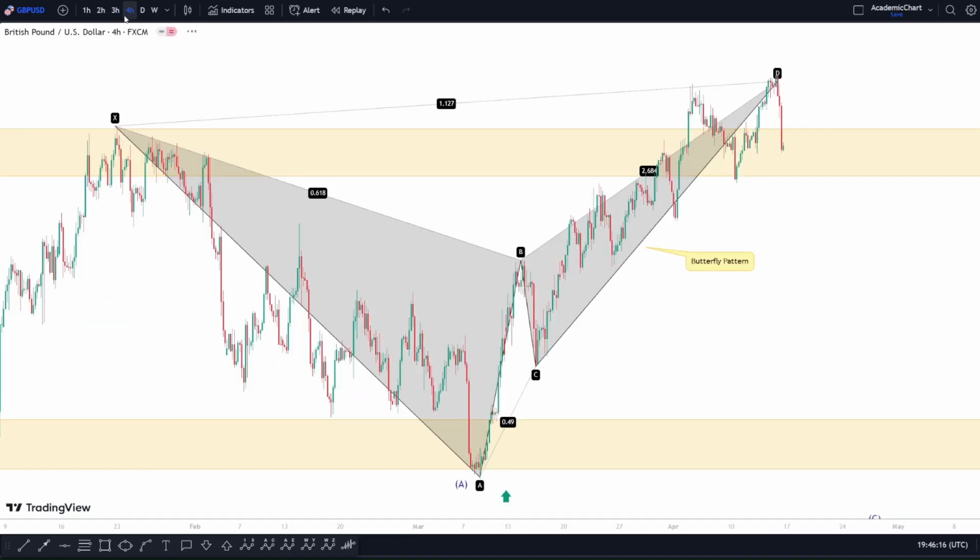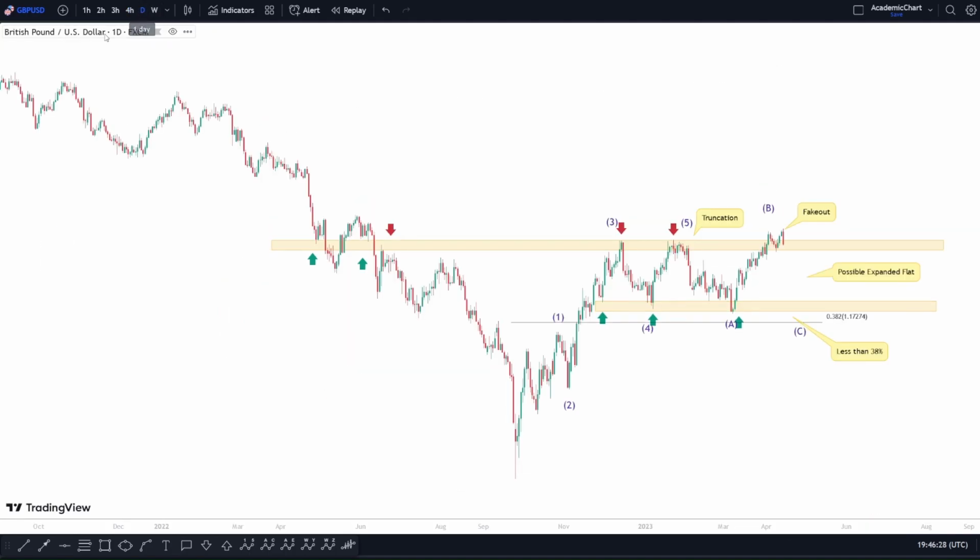So for the daily, if you go back to that butterfly, I'm expecting a sharp reversal as we just discussed. So this is what I'm expecting from this butterfly pattern, which in the end will come up to the daily. That's why I'm expecting a sharp downtrend in upcoming days to continue its momentum for this possible expanded flat.